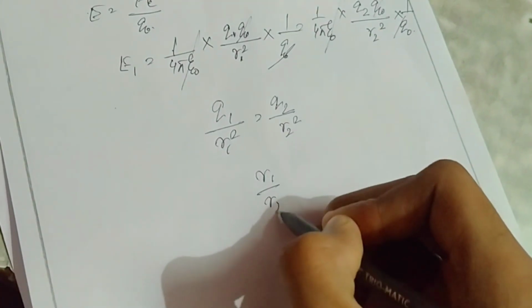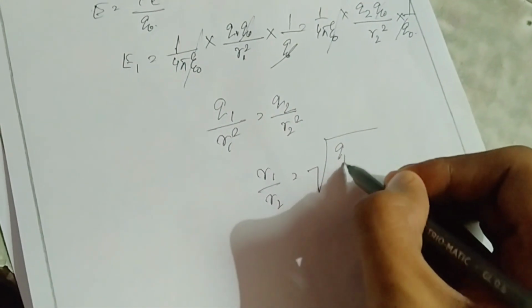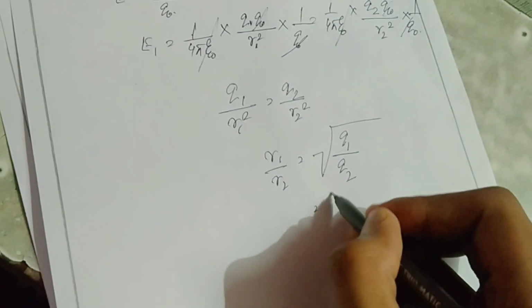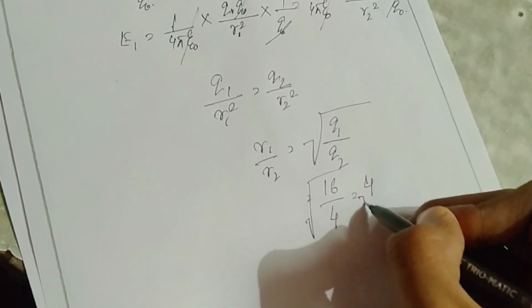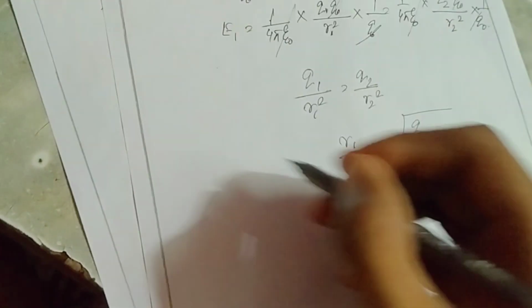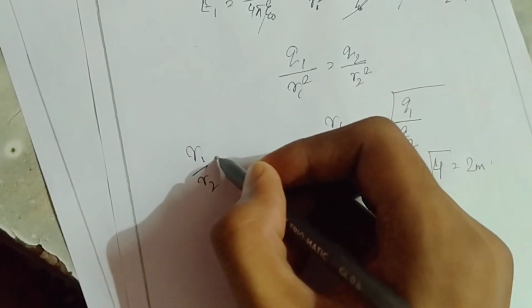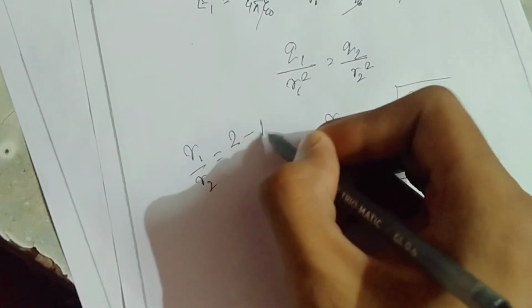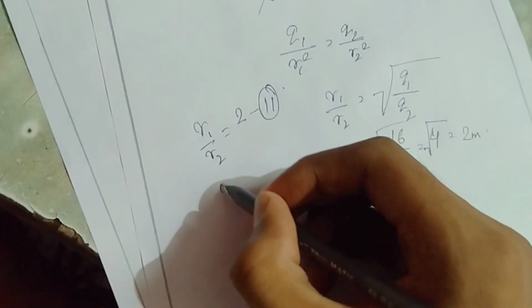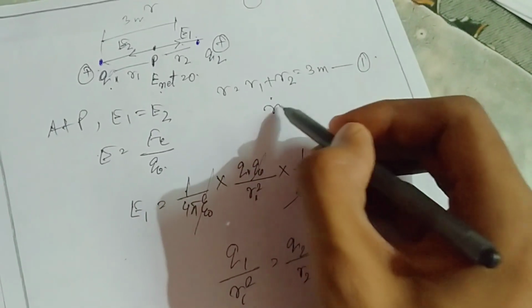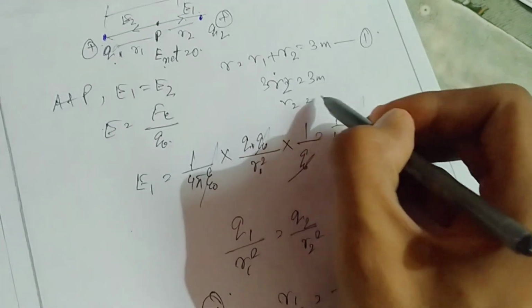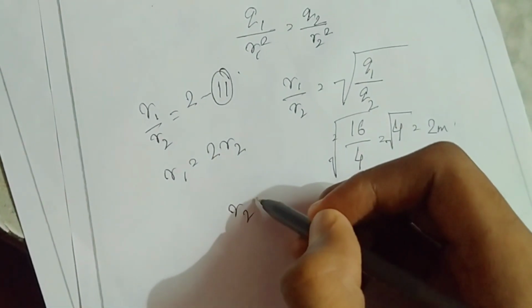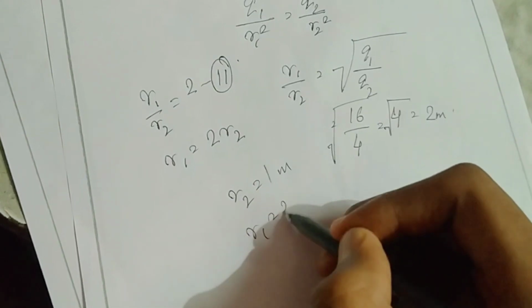So R1 by R2 is equal to root over Q1 by Q2. The value of Q1 is 16 and the value of Q2 is 4. So we get root 4, which is 2. So R1 by R2 is equal to 2. This is equation 2. Now from equation 2 we get that R1 is 2R2. Putting it here we get 3R2 is equal to 3 meters. So R2 is 1 meter, and of course R1 will be 2 meter.